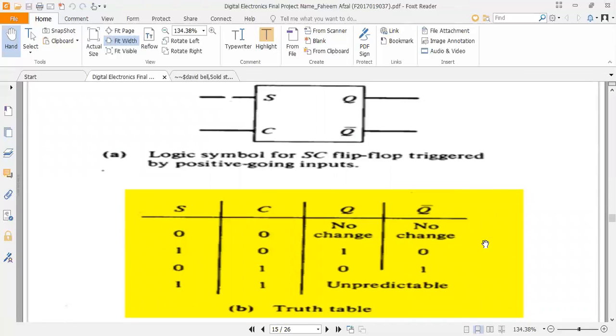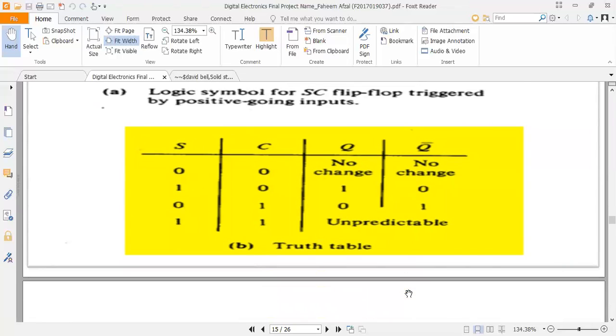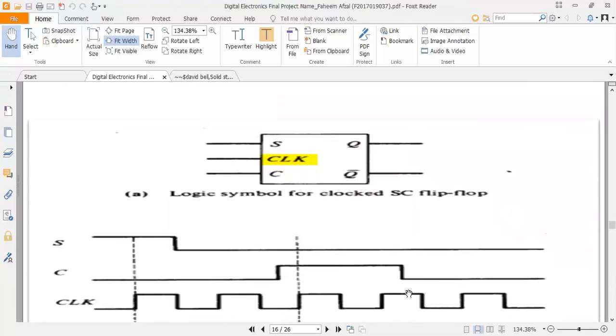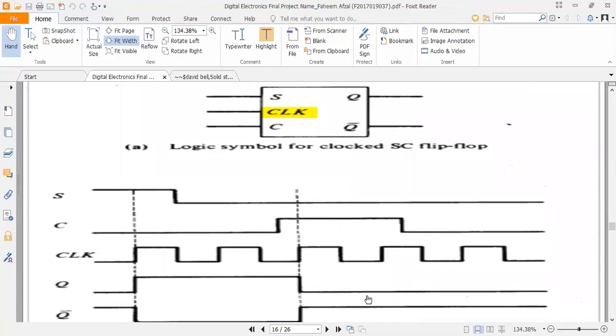This is the SC flip flop. There is no bubble here, so it is positive edge, and when S is 1 and C is 1, the output will be unpredictable. And remember this point, this is the clock. It will work on the clock's rising edge because there is no bubble here. The procedure is the same as I explained above.